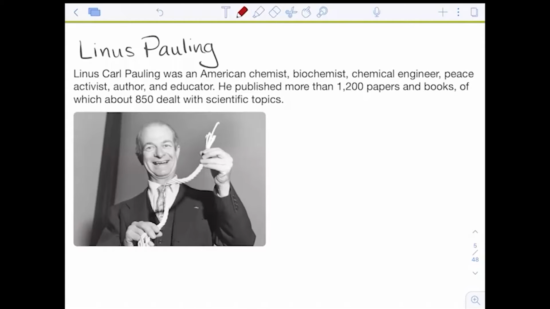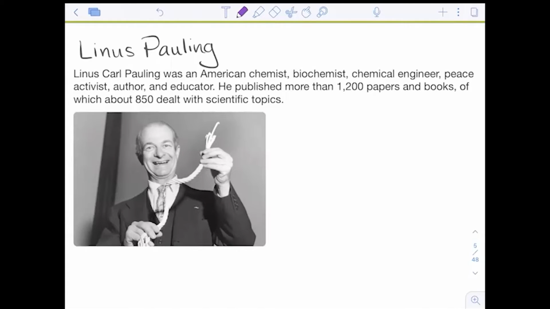He had written more than 1,200 papers and books, which dealt with over 850 scientific topics. This is phenomenal. He is one of the founders of quantum chemistry and molecular biology. He was born in 1901 and he died in 1994. And one of his most important contributions was his book, The Nature of the Chemical Bond.